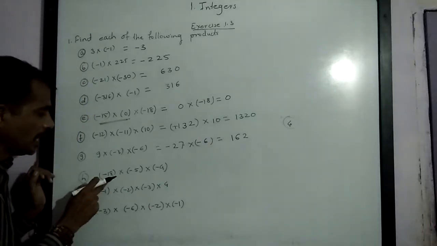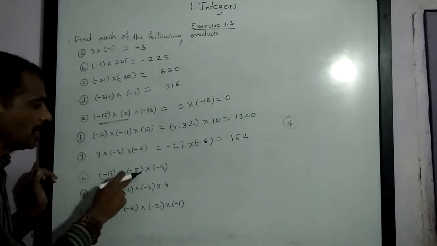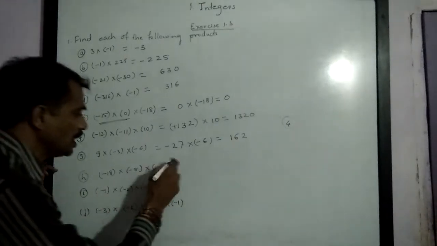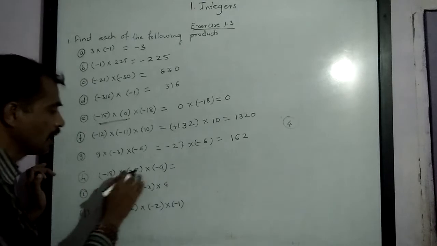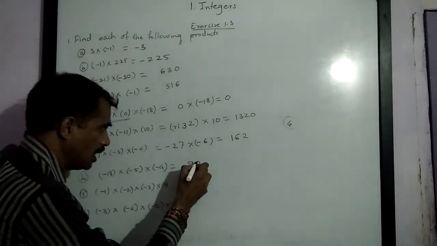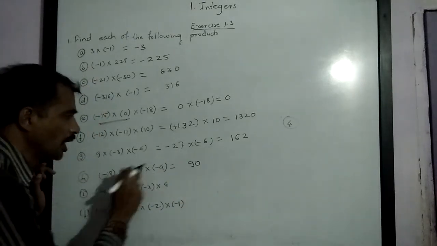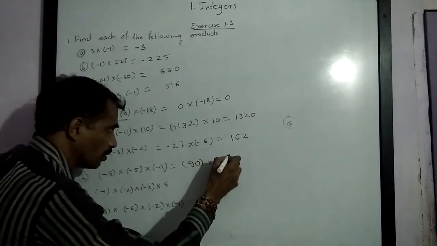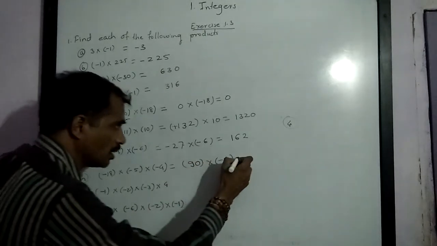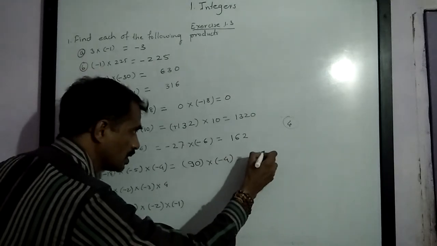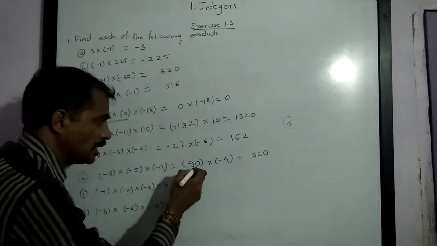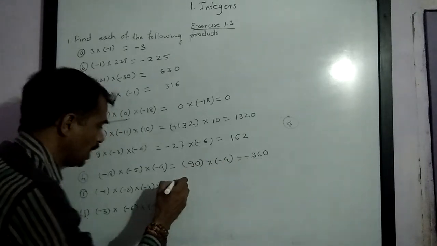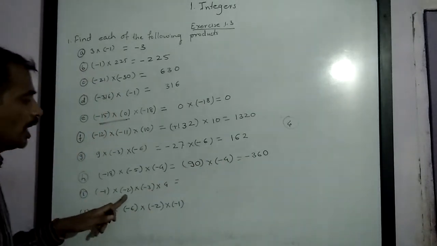Now next is negative 18 multiplied by negative 5 multiplied by negative 4. So this is equal to 18 5s are 90, negative into negative is positive, multiplied by negative 4. We know that 9 4s are 36, 0 I have written as it is, and this positive into negative is negative.